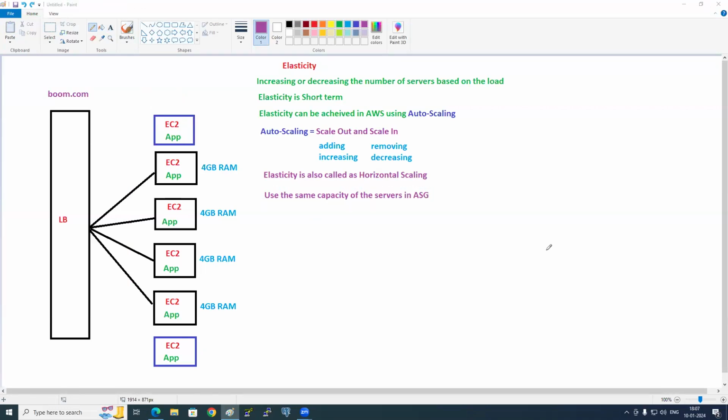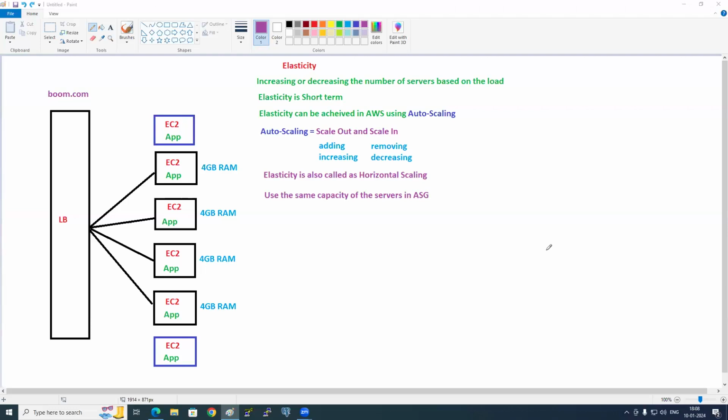Right? So that is called elastic. Quickly, what is elasticity? Increasing or decreasing the number of servers based on the load is called elasticity. So how do you achieve this elasticity in AWS? Using auto scaling. What is auto scaling? Scale out, scale in. Scale out meaning what? Adding or increasing the number of servers. Scale in meaning what? Removing or decreasing the number of servers.